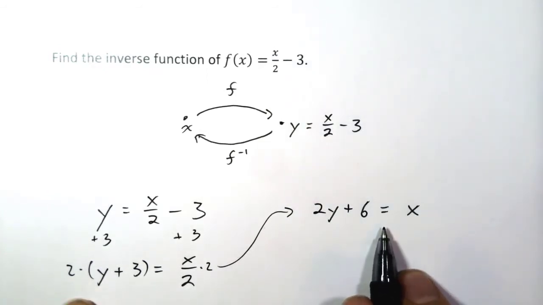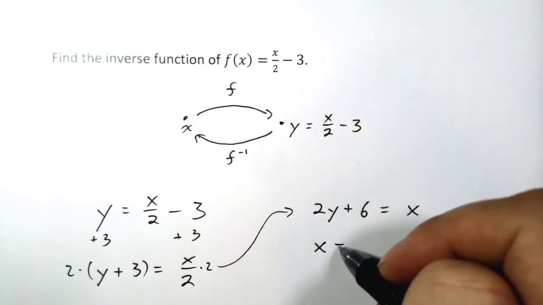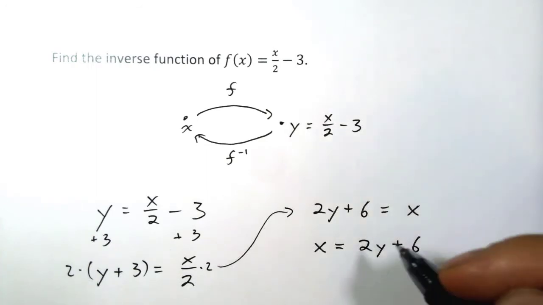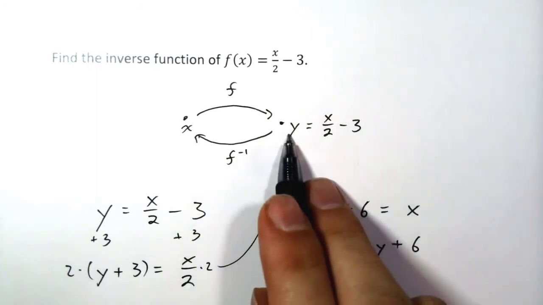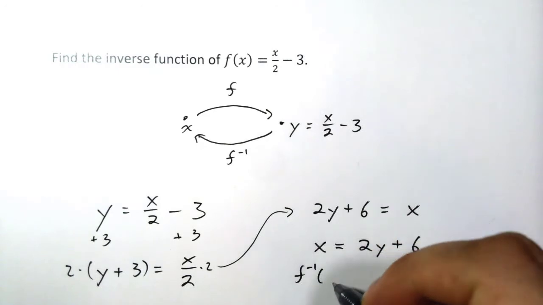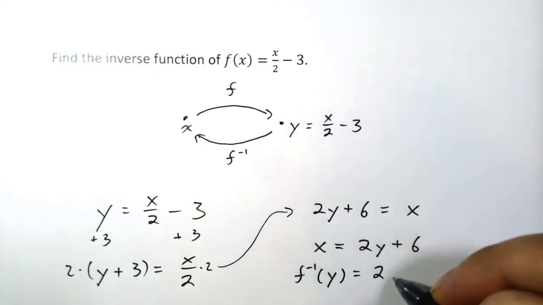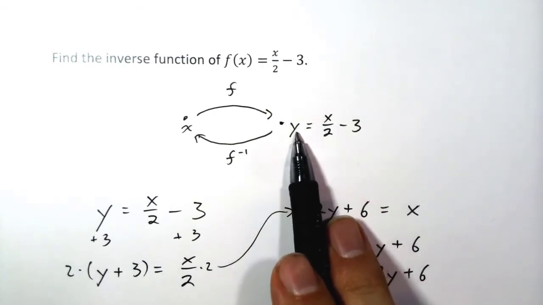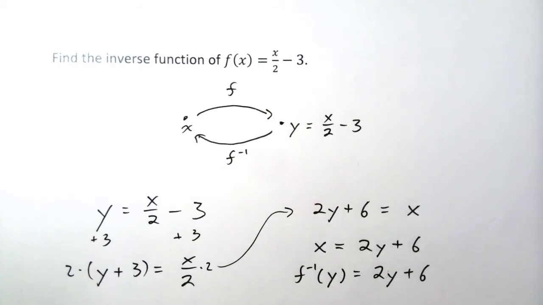Well, I've done it. I've solved for x. Let me write it with x on the left-hand side. So this is the inverse function applied to y. The inverse function applied to y is 2y plus 6. These are the instructions that I would need to convert this number, whatever it was, back to the original x.